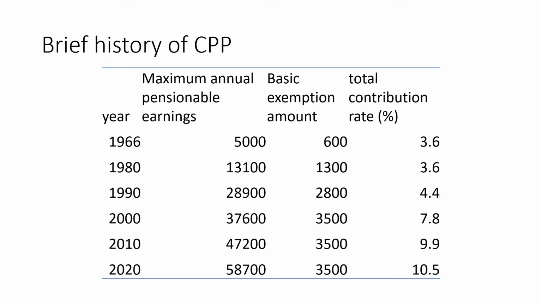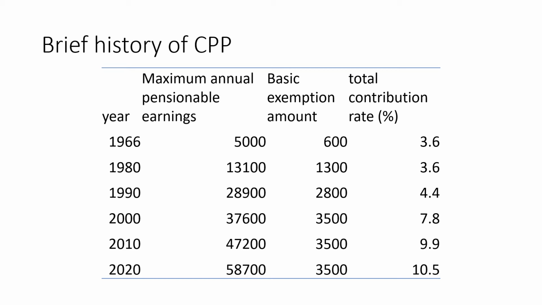Here is the table about the basic statistics of CPP contribution over the years. It started at 1966. Initially, the maximum annual pensionable earning is $5,000. This means the deduction only occurs for the first $5,000 earning. The basic exemption means the first $600 earning is exempted from deduction, and the total contribution rate is 3.6%. By the year 2010, the maximum annual pensionable earning rose to $47,000, about 10 times higher, and the total contribution rate is 9.9%.